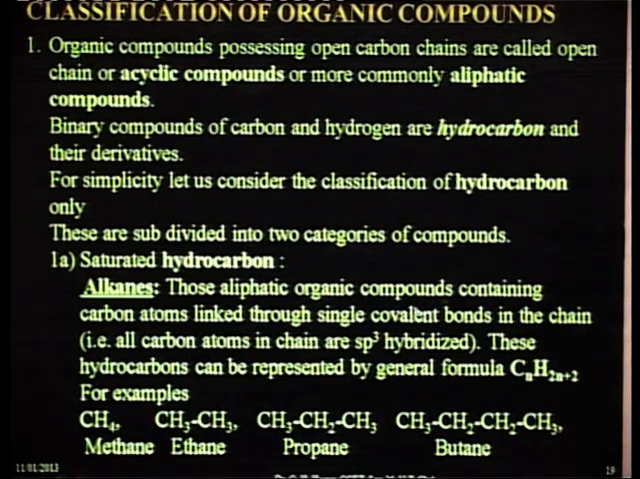So, classification of organic compounds: first, saturated hydrocarbons, alkanes, those aliphatic organic compounds containing carbon atoms linked through single covalent bonds in the chain, where all carbon atoms in the chain are sp3 hybridized. These hydrocarbons can be represented by the general formula CnH2n+2. For example, you have studied in your early classes methane, ethane, propane, butane, etc. This is a series of hydrocarbons that can be represented by one general formula.